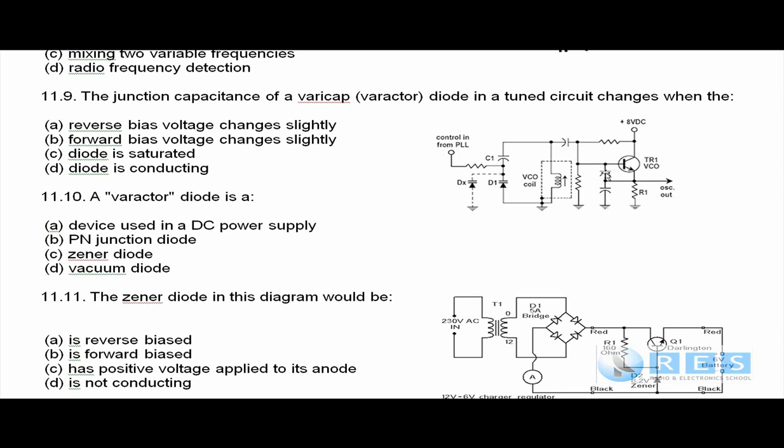By the way, you don't need to know this, but that's a Colpitts oscillator, and I can tell that by the tap capacitance on the base of the transistor. So you don't need to recognise that circuit. It's only there to give you an idea where a varactor diode is used and how it's used. The answer to this is when the reverse bias is changed slightly. Varactor diodes are always used with reverse bias.